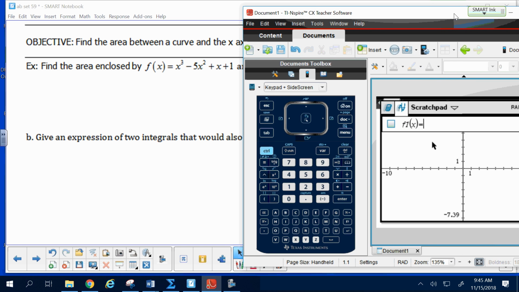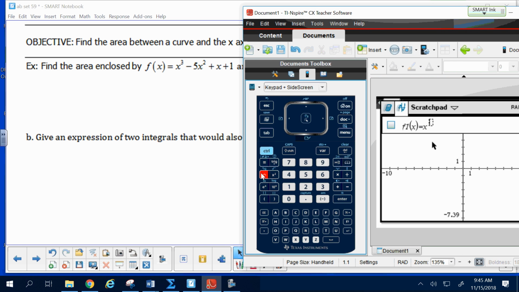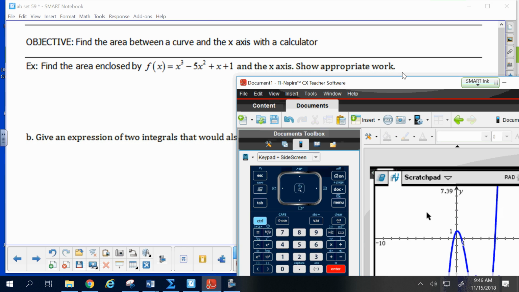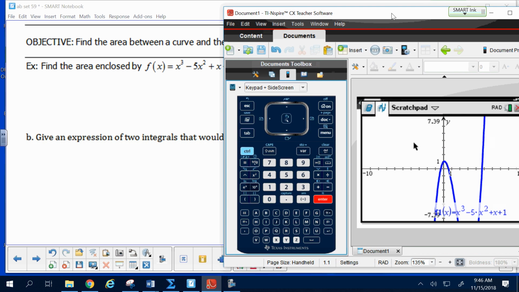Okay, so something like x to the third minus 5x squared plus x plus 1, boom. Okay, it says find the area enclosed by the cube and the x-axis. Now that's the total area, geometrically speaking. So I want the sum of this area here and that area.